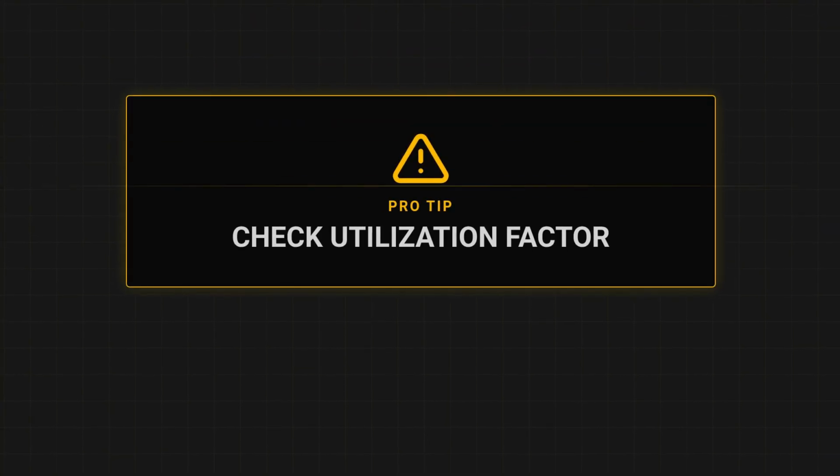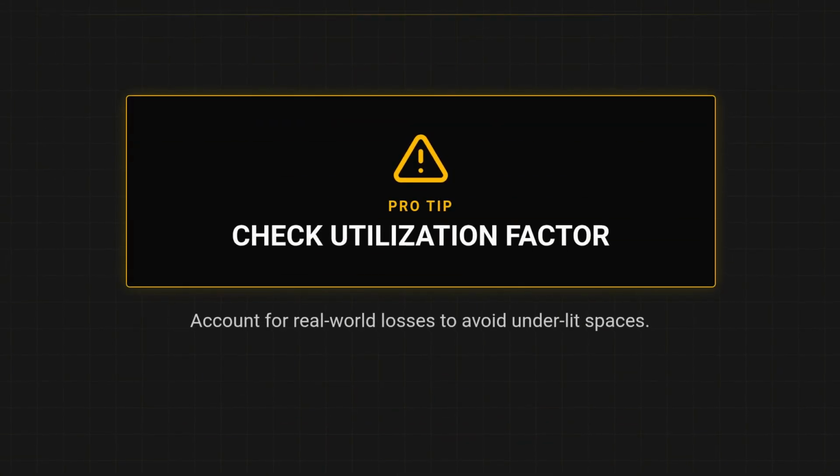Remember, always account for the utilization factor when available. Ignoring real-world losses is a common error that leads to underlit spaces.